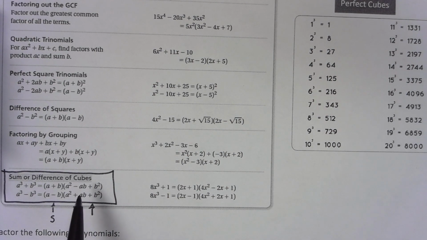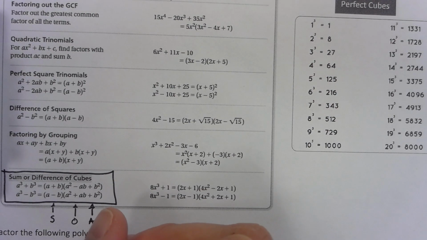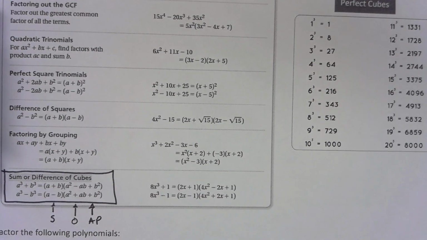The middle term is always A times B. And the final term, the sign of it is always positive. That's how we finish the acronym SOAP. So AP for always positive. And that value is B squared. Okay, so for now, this is a formula I want us to memorize. And again, there's not a huge difference between whether we're summing the cubes or subtracting the cubes. It's just a matter of what the signs end up working out to be.